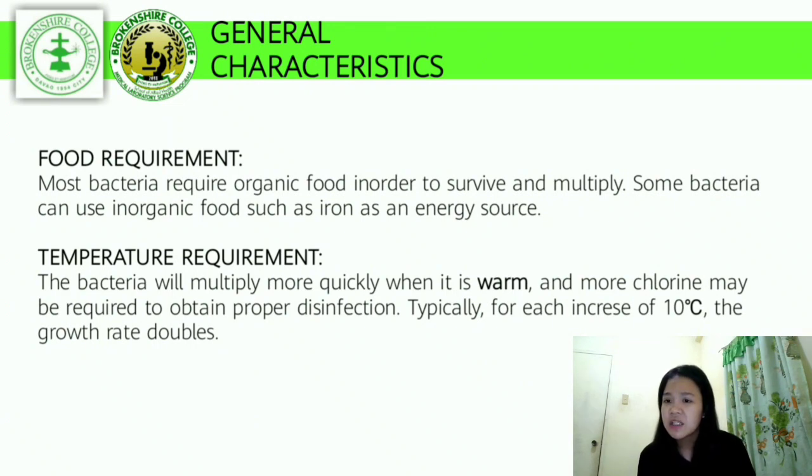Typically, for each increase of 10 degrees Celsius, the growth rate doubles. So, the temperature affects the rate at which the bacteria grow. The warmer the environment, the faster the rate of growth.